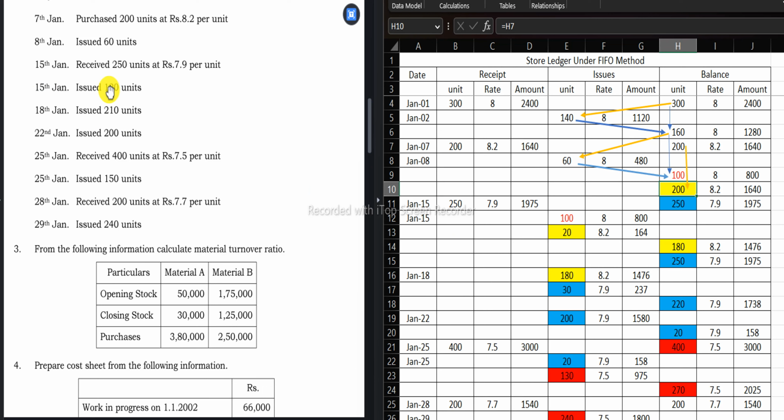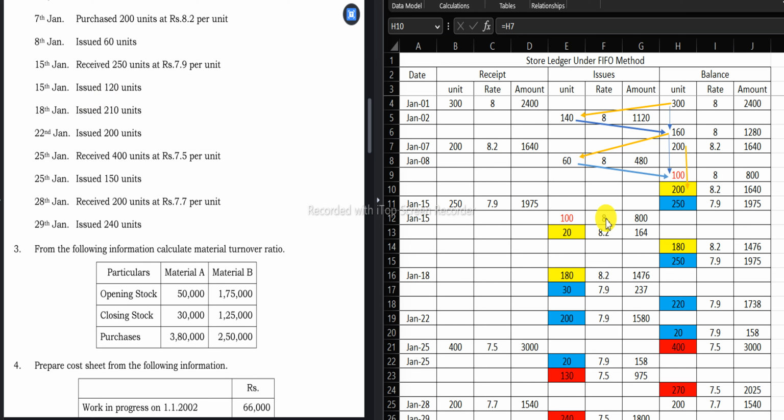January 15th issued 120 units. Now on January 15th we also purchased. We purchased 250 units at rate of 7 rupee 90 paise per unit. I have taken here received 250 units. Rate is 7 rupee 90 paise. Amount is 1975. Now balance is 250, 7 rupee 90 paise, 1975. Next one, under same date we are going to issue again 120 units.